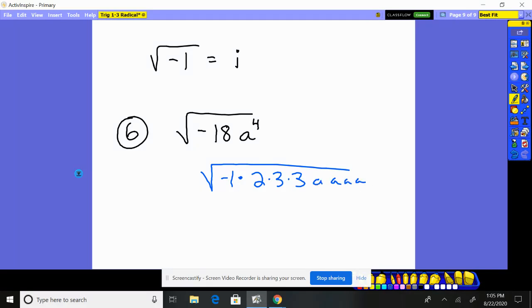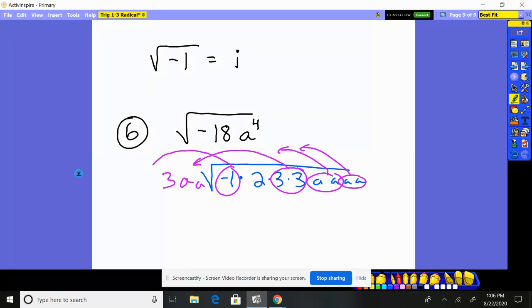Now, what's going to come out? Well, I see a 3 is going to come out. An a is going to come out. Okay, they're going to go out. And that set of a's are going to come out. The -1 will also come out because you and I know that that's worth what? That's worth an i. Cleaning this up, here's what we're going to do. We have 3a squared, okay? And then if you want, I'm fine, you can just put a little i right here.